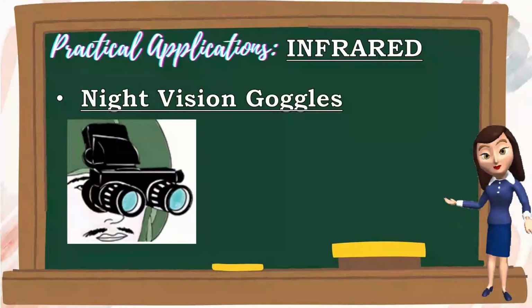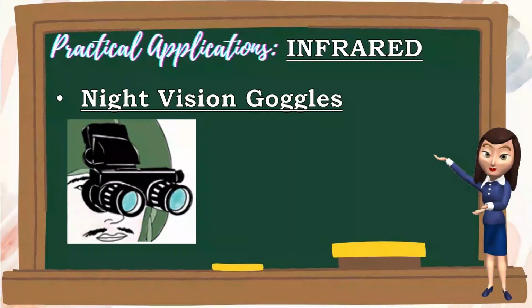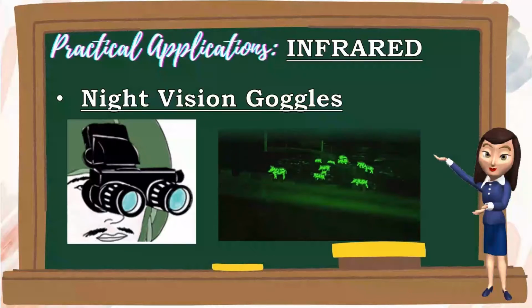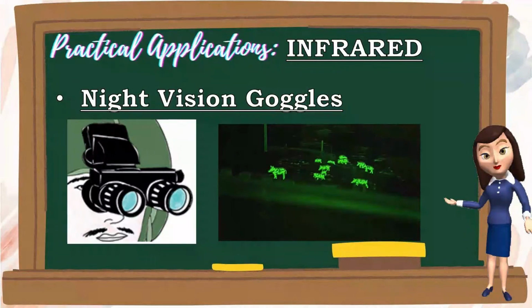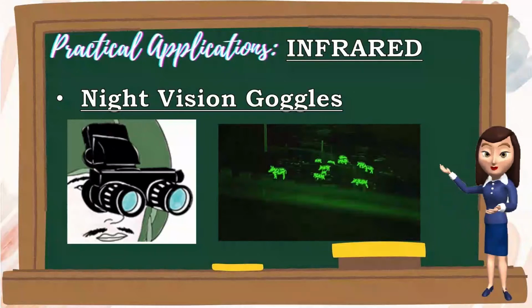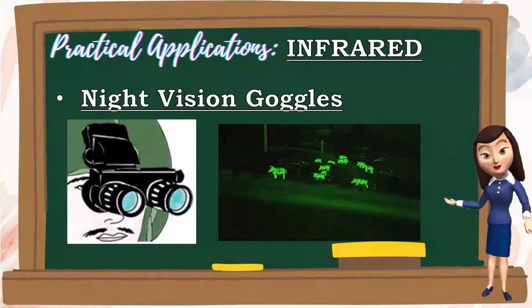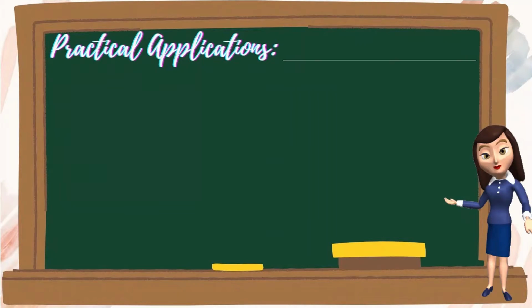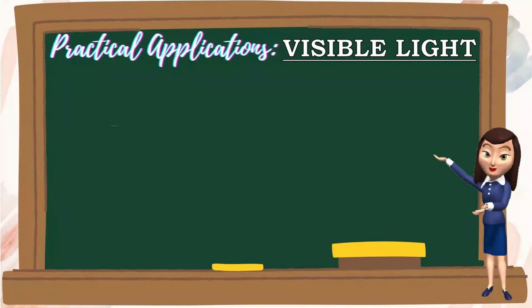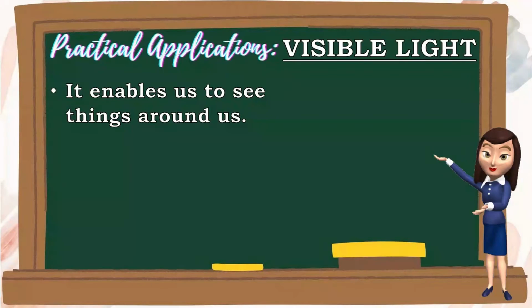Lastly is the night vision goggles. It uses thermal imaging technology to capture the infrared light being emitted as heat by objects in the field of view even at night. The application of the visible light is that it enables us to see things around us.